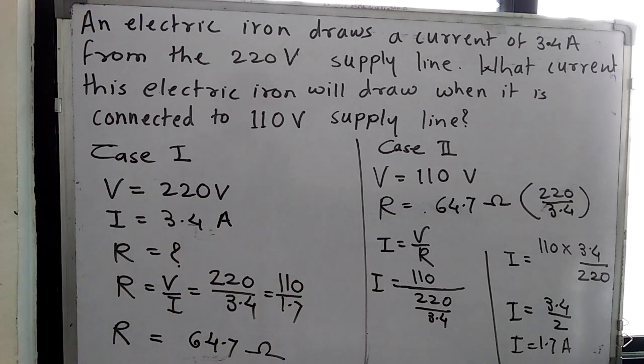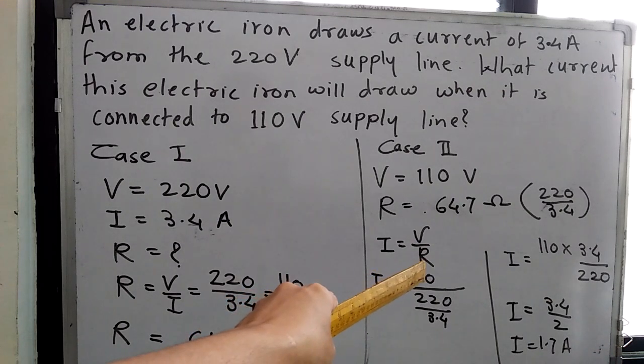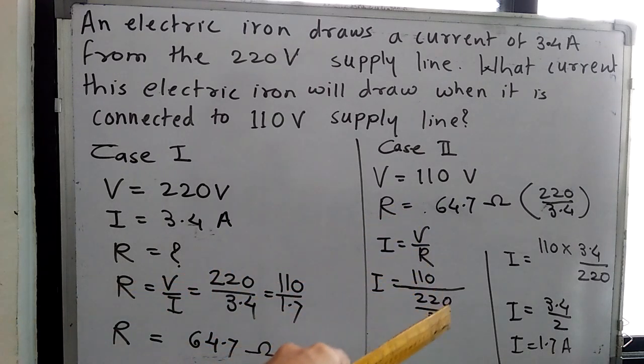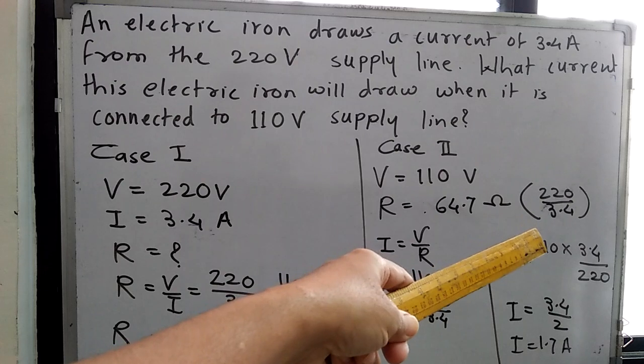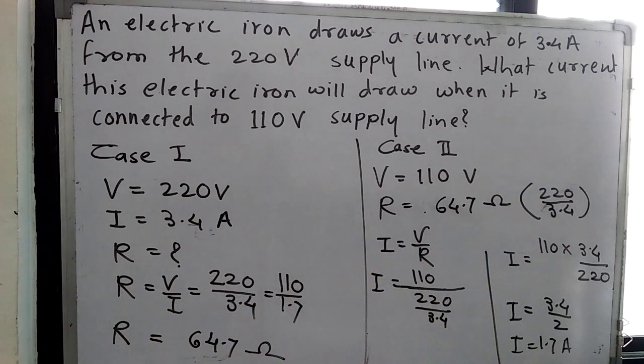So I is equal to V upon R. The value of V is 110, and the value of R is 64.7. But for better and easy calculation, instead of 64.7, we will put the value of R as 220 upon 3.4. So I is equal to 110, that is the voltage, and resistance is 220 upon 3.4. So I is equal to 110 into the reciprocal of the denominator, 3.4 upon 220. So 110 twos are 220, so 3.4 upon 2. So the current the electric iron will draw when connected to the 110 volt supply is 3.4 upon 2, that is 1.7 ampere.